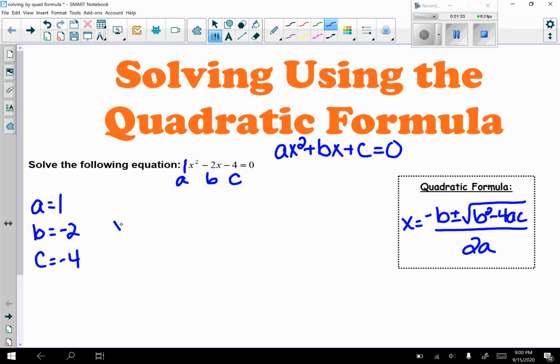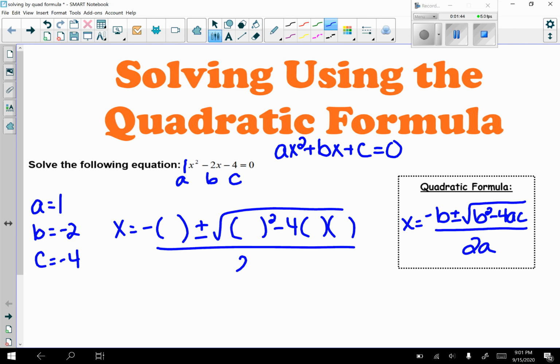So I'm going to substitute. I'm first going to just set up all of my blank spaces. And now I'm just going to plug in. So negative b plus or minus the square root of b squared minus 4 times a times c all over 2a.